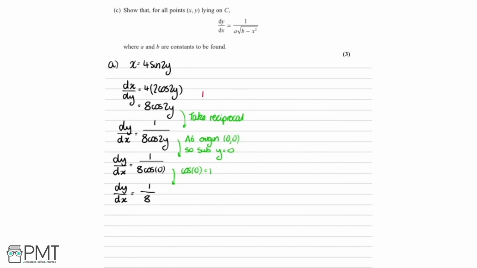So we'll get 1 mark here for all of this working here. So attempting to differentiate x equals 4 sine 2y, and then taking the reciprocal, so inverting it to get dy by dx. Then we get the second mark here for realising at the origin it's going to be 0, 0, and subbing that in and getting dy by dx equals 1 over 8.